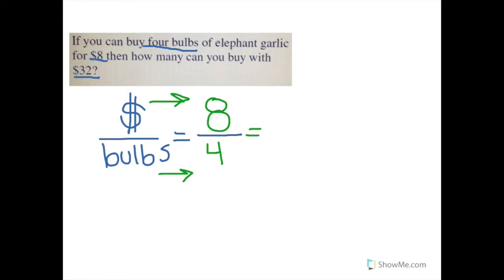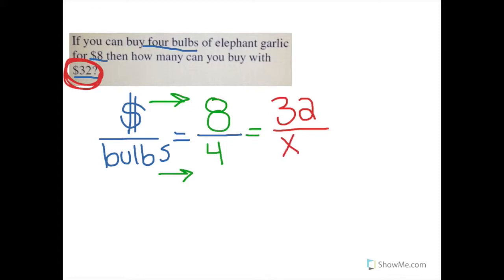And then I'm trying to find out how many bulbs I can buy with $32. So this is another dollar amount, so it's going to go on the top with the $8. I don't know how many bulbs, that's an unknown. I'm trying to find that out, so I'm going to put an X there.